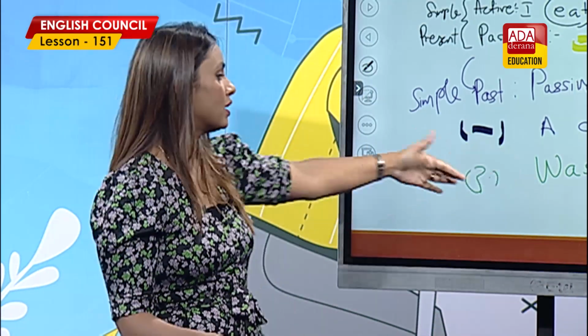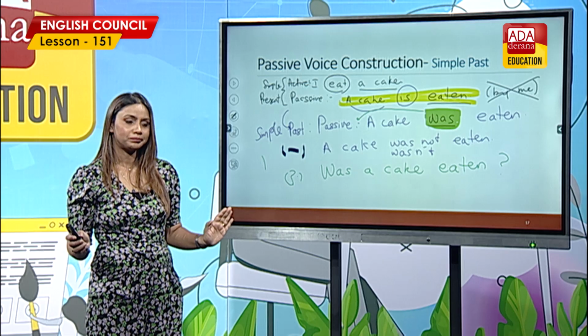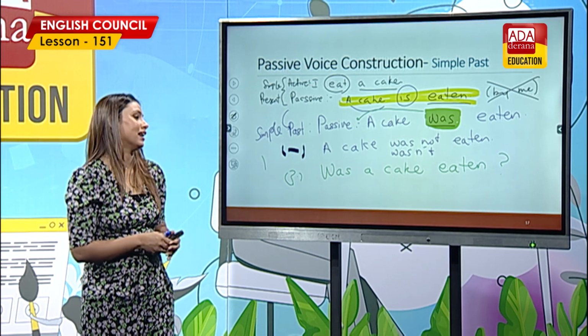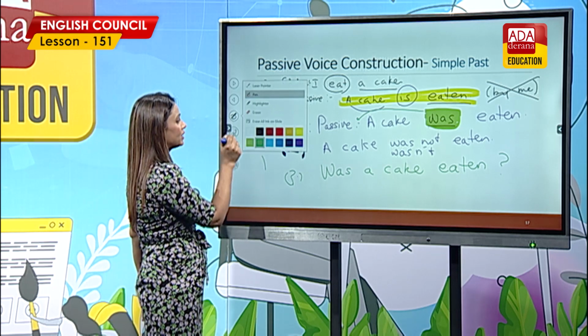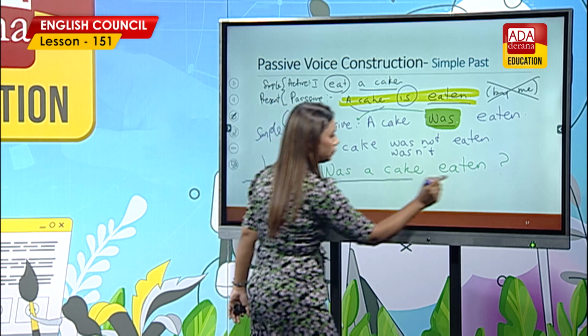This is my only advice to you, okay? Right, okay. So, this is how you construct simple past. Very easy, right? Very easy construction. Right? Let me show you a sentence with pronouns as well. So, it will help you.